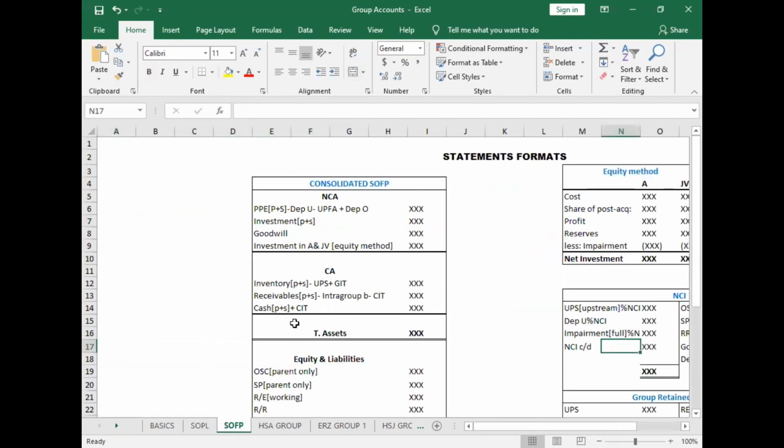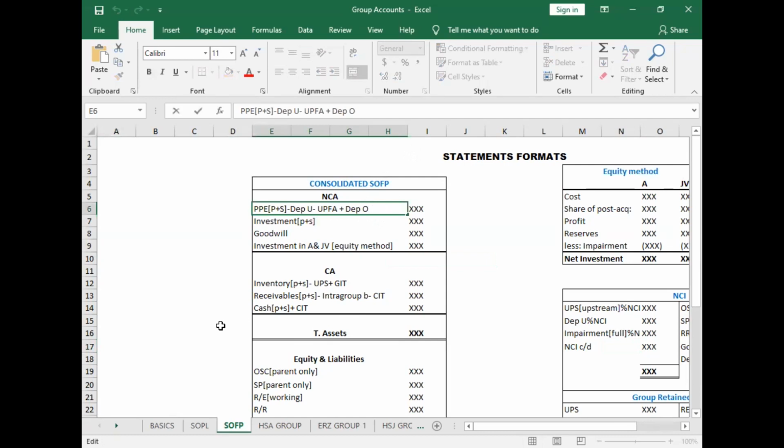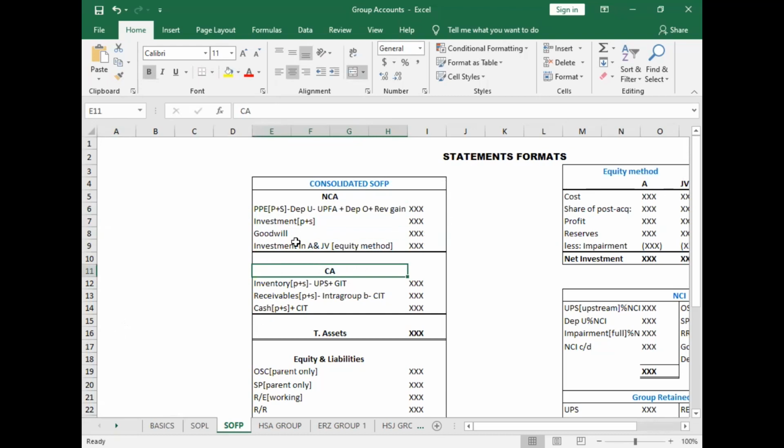We look at the format of the consolidated statement of financial position, isn't it? So PPE, this is where you deduct depreciation undercharge and add depreciation overcharge, isn't it? UPFA, you deduct. Another thing you'll add here is the revaluation gain, isn't it? So the investments will be just the parent plus subsidiary. Then you have goodwill, which is a calculation. Also, investment in associate or joint venture is calculated using the equity method, isn't it?